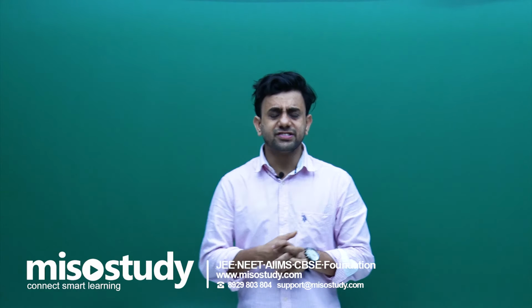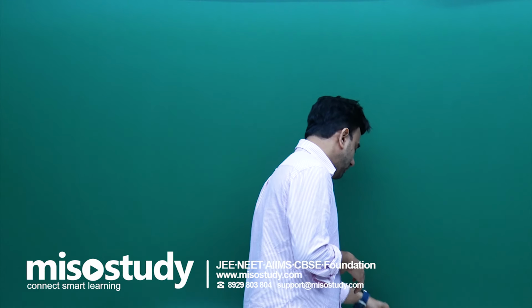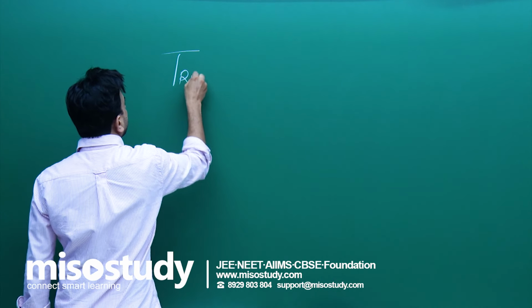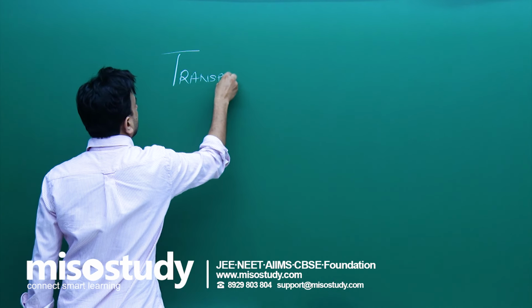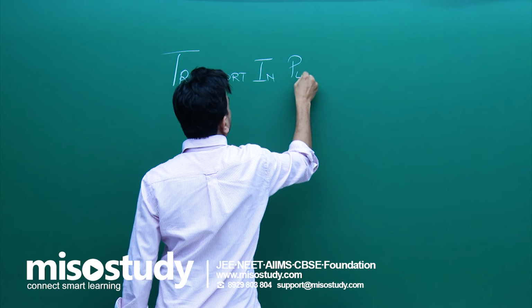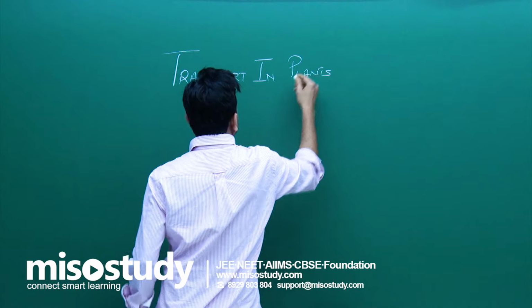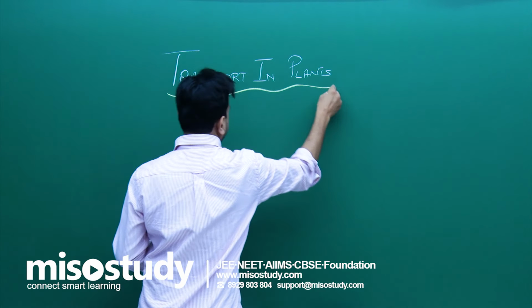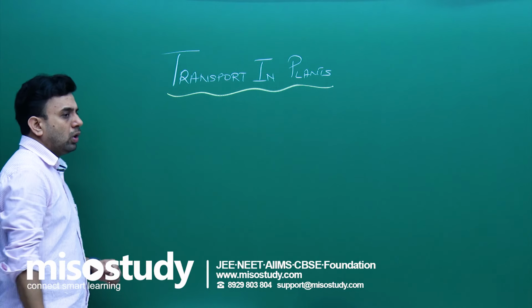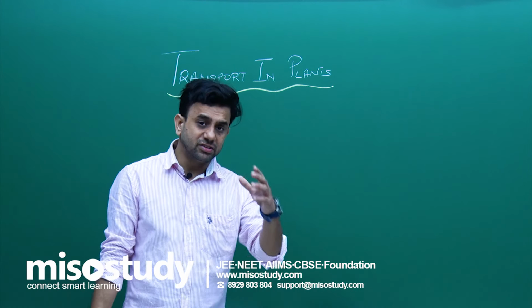And I think you revised what we did last time. We are into the chapter. Which chapter are we in? We are doing transport in plants. Right? We are doing this chapter, transport in plants. And now we talked about the reasons for the ascent of sap.